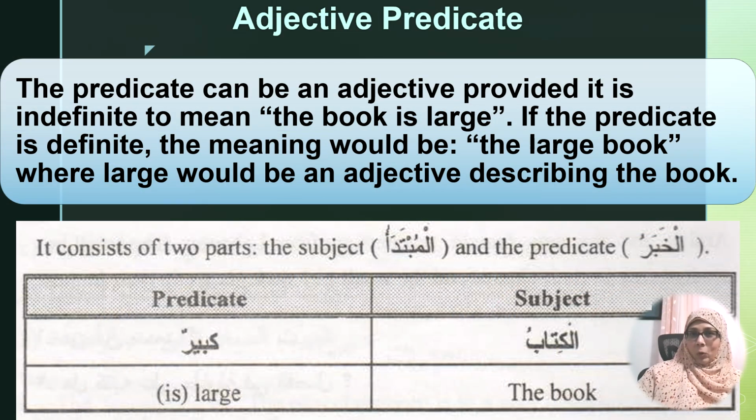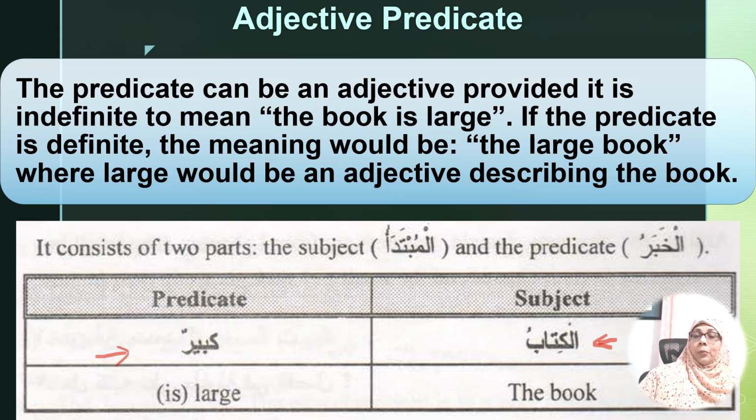So I want to take a quick minute to cover when an adjective is the khabar or the predicate of the sentence, because sometimes people can confuse that. So let's take a look at the simple sentence here. Al-kitabu kabirun. It means the book is large. So here kabirun is an adjective, but it is actually an adjective being used as a khabar. This is the predicate of the sentence.